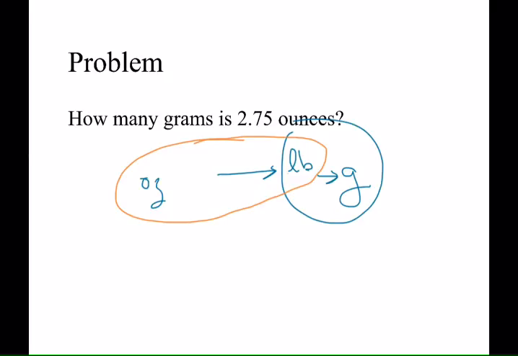How many ounces in a pound? Hopefully you would say 16. Okay, and then how many grams in a pound? We're going to have to look it up. So you don't have to memorize it. I would give that to you.